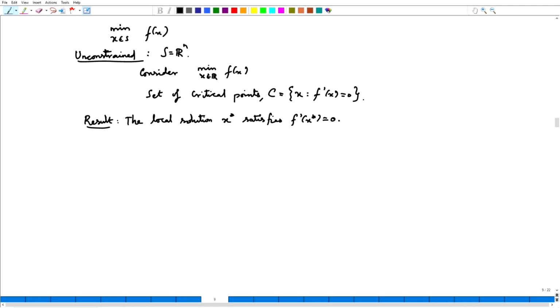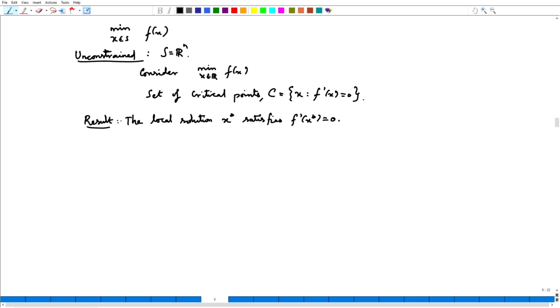So, if a point does not satisfy f dash of x equal to 0, then such a point cannot be a local solution. Okay. So, this is possibly something that is well known to you. Note that this is only a necessary condition for a point to be the local solution, but it is not the sufficient condition. Okay. So, what is the sufficient condition?